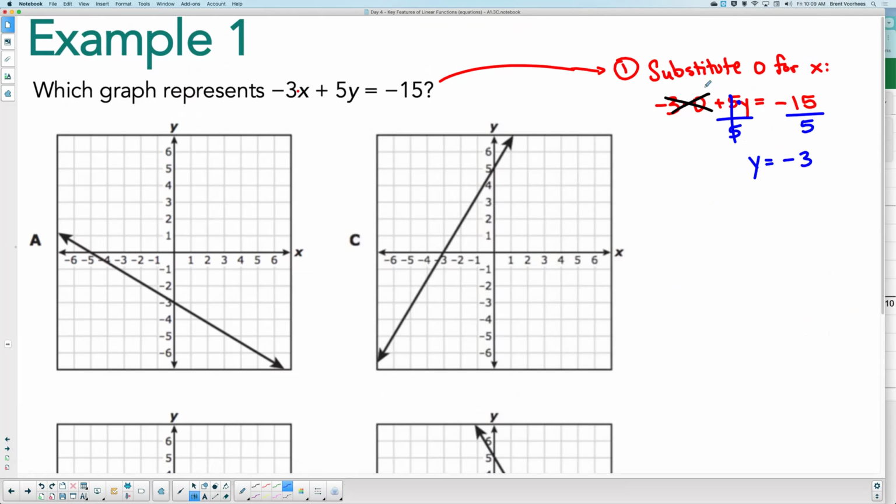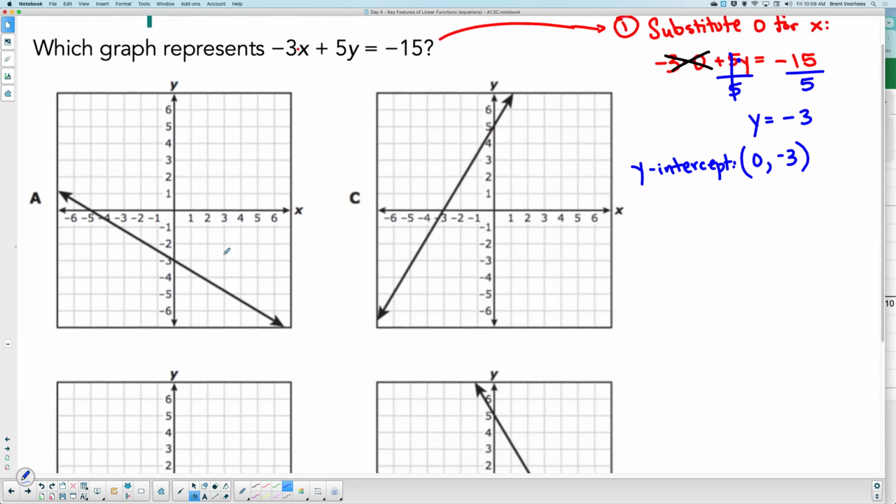Good job. This means the x-intercept. Why is it the x-intercept? Because we put 0 for x. The x value is 0. The y value is negative 3. This is our y-intercept. That's what that will be, the y-intercept. I hope you're okay if I just say y-int. That's the y-intercept. I'll go ahead and write the whole thing. The y-intercept is 0, negative 3.